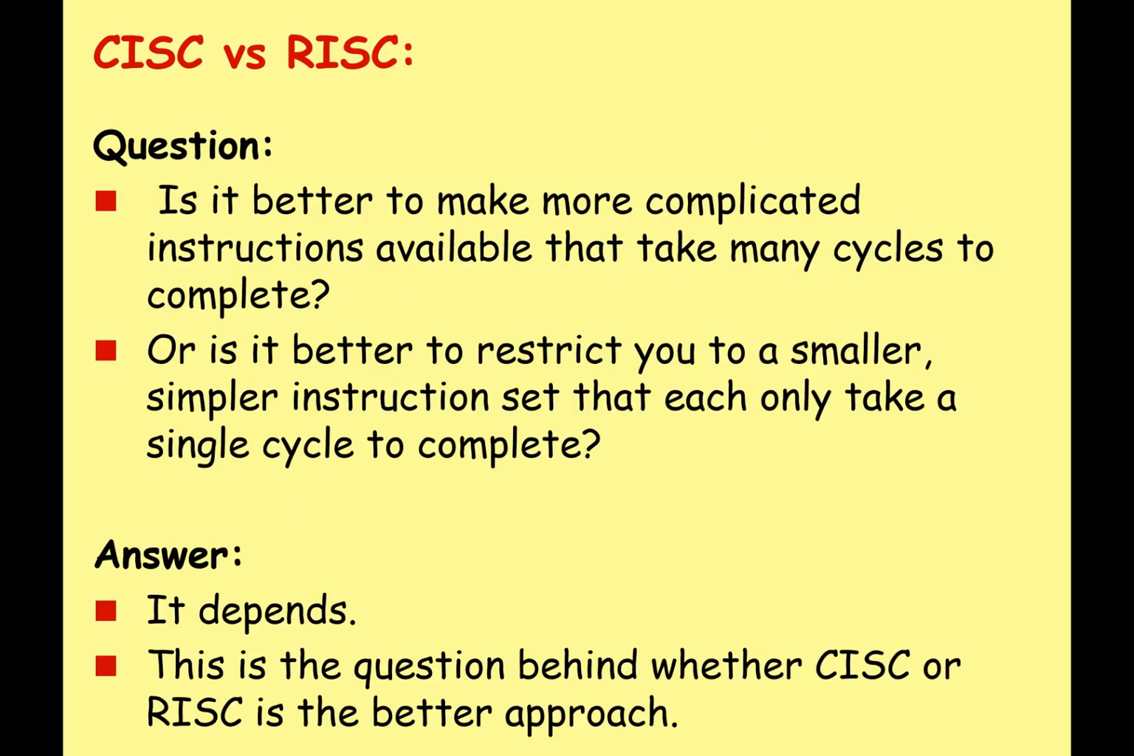So this is the kind of big question behind CISC and RISC, the rivalry, the benefits and downsides. The philosophy behind all this is: is it better to make more complicated instructions available inside the CPU that take many clock cycles to complete? Or is it better to restrict yourself to a smaller, simpler instruction set where each instruction only takes one cycle to complete? Which is better? Well, it depends, kind of. It's complicated, like most issues. But these questions are what's really behind this difference between CISC and RISC. They are two different design philosophies that are trying to achieve a similar end.